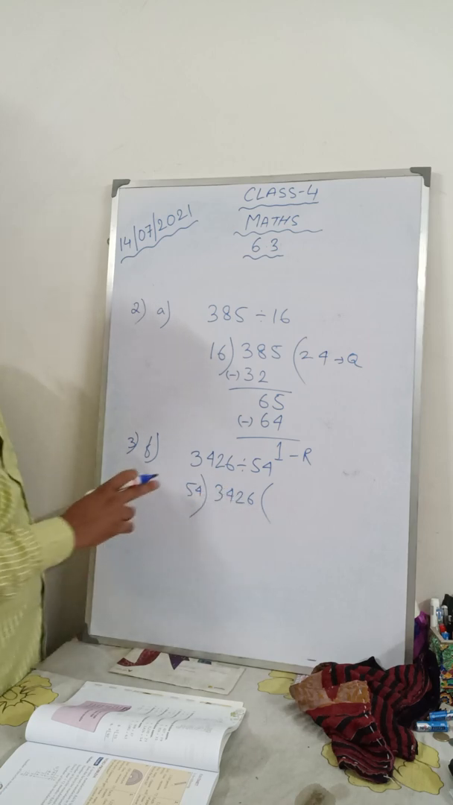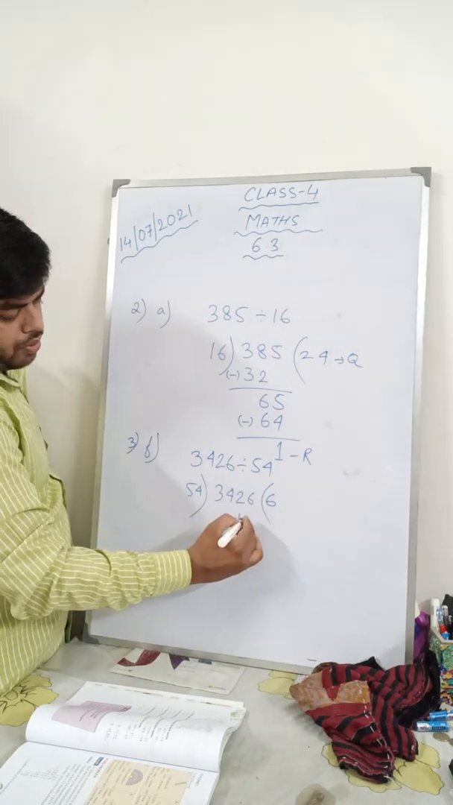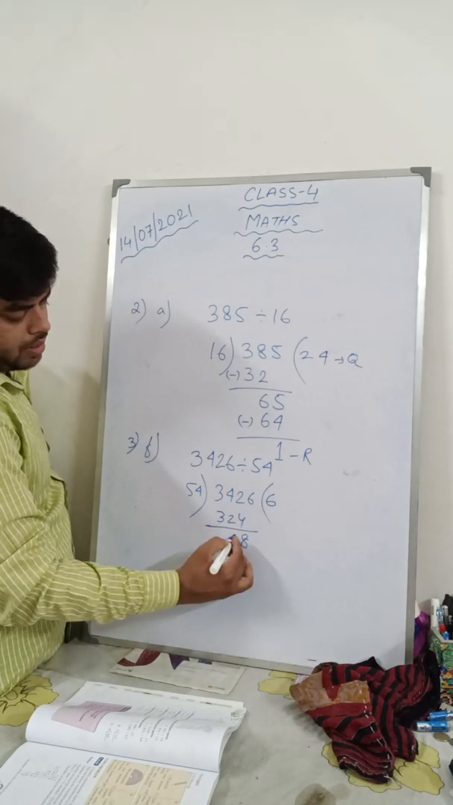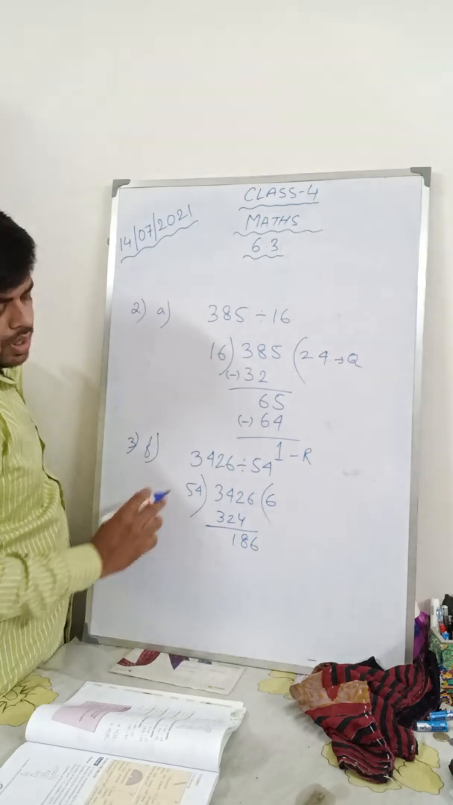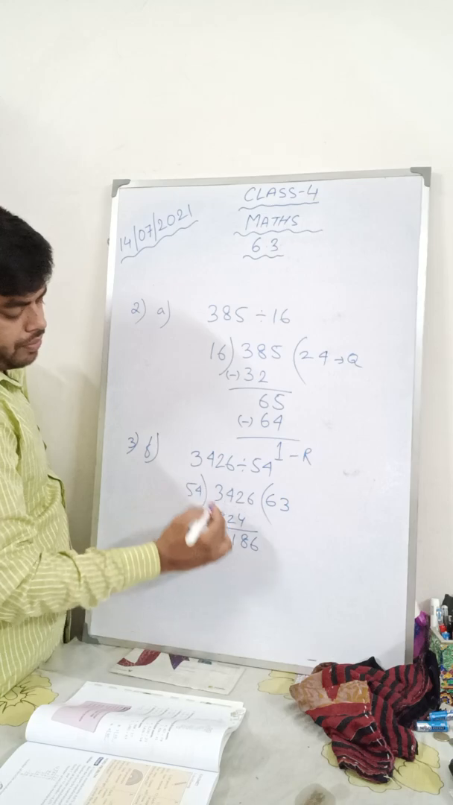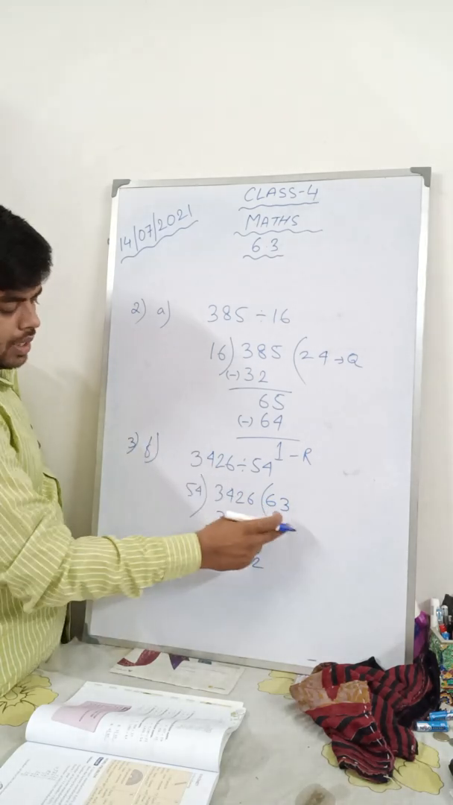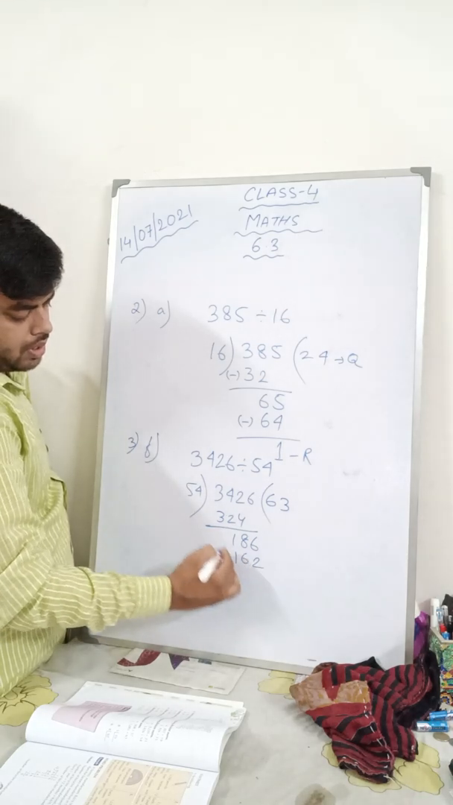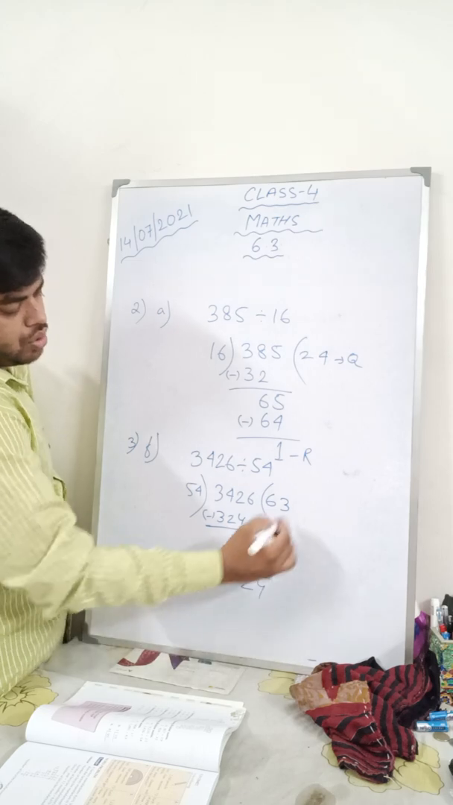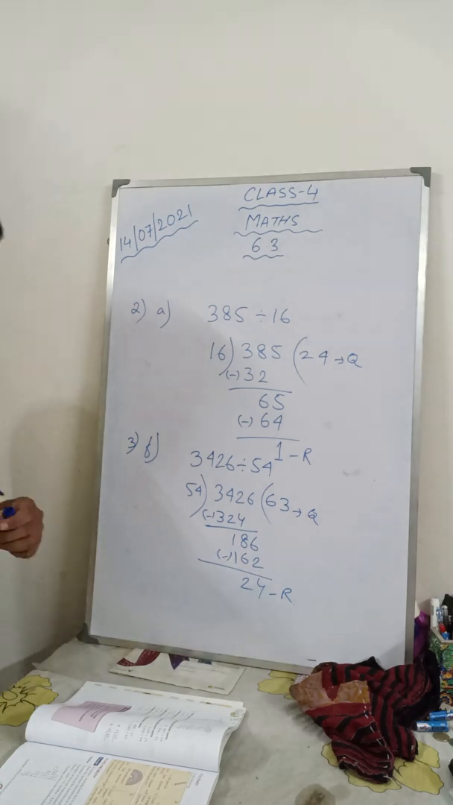So 54 into 6. 6 4s are 24, 2 in hand. 6 5s are 30 plus 2, 32. Now you subtract and this becomes 8. 3 4s are 12, 1 in hand. 3 5s are 15 plus 1, 16. Now subtract, here 4 and here 2. So this is your quotient and this is your remainder. I hope you have understood this.